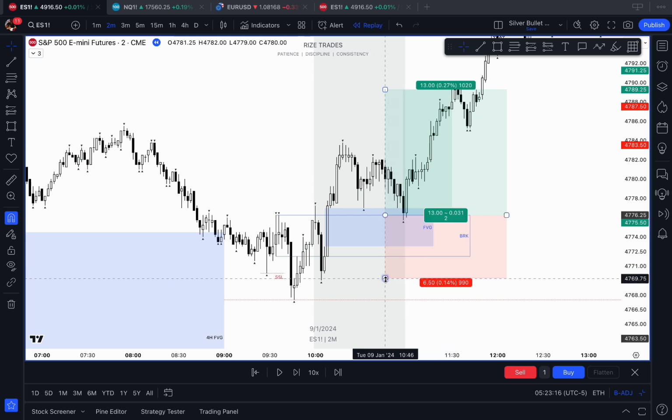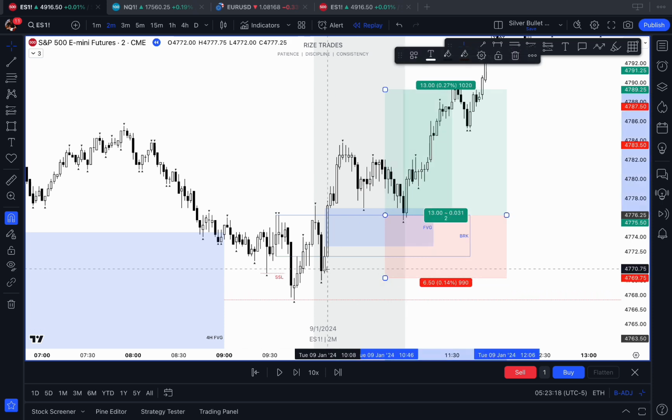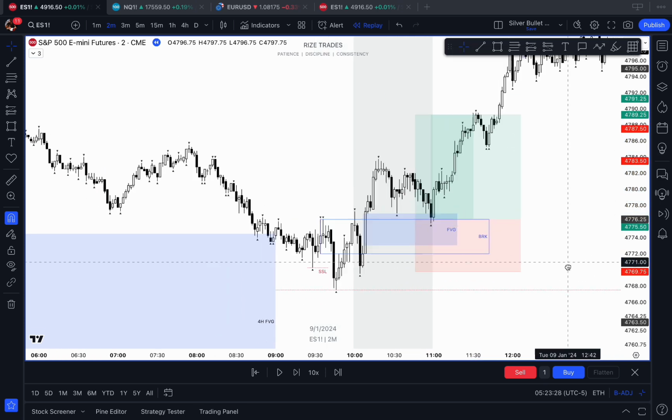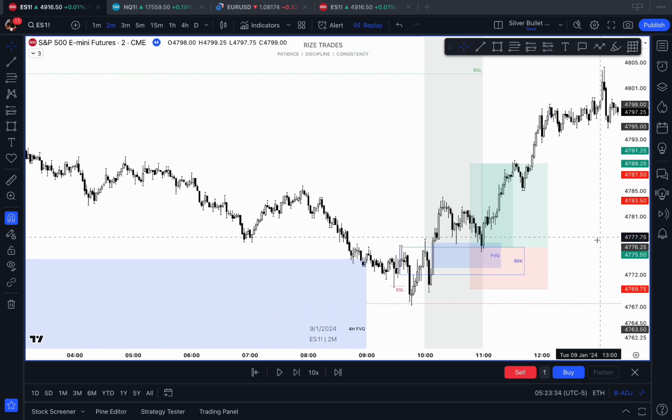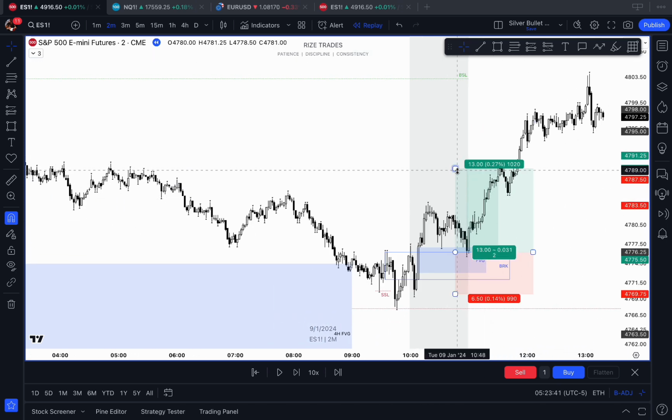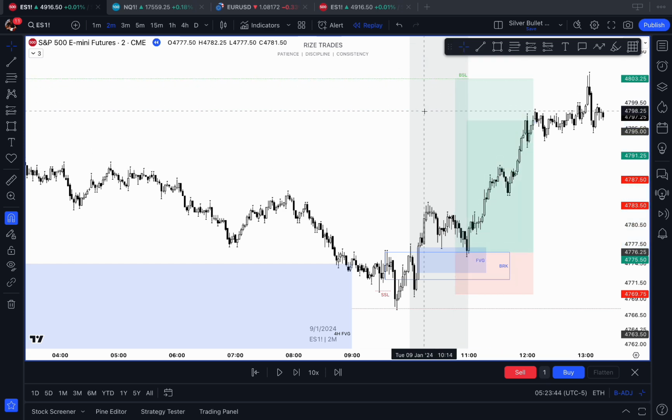The stop loss will be below the first candle of the fair value gap formation or below the breaker block, because obviously it closed below. If we go below both of these, that invalidates the trade. Essentially, you just want to target either 1 to 2 risk reward, or you can take some profits off at 2R and then target the obvious buy side liquidity.